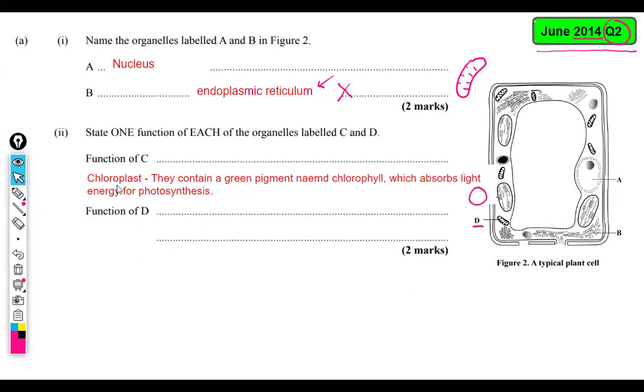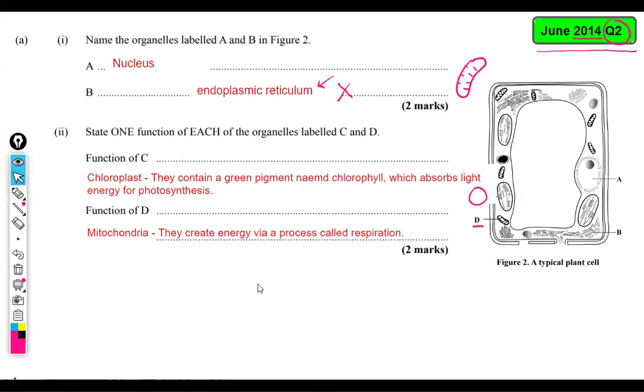Chloroplast, right? But the chloroplast contains something called chlorophyll. And the whole point of chlorophyll, it absorbs sunlight, and that sunlight is used to make plant food. B is what? This one was D, sorry. D is the mitochondria, and you all have heard me talk about this a million and one times. They are the powerhouses of the cells. They create energy via a process called respiration.